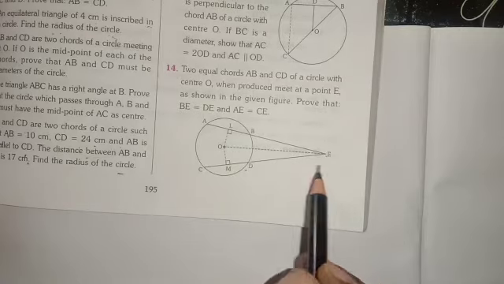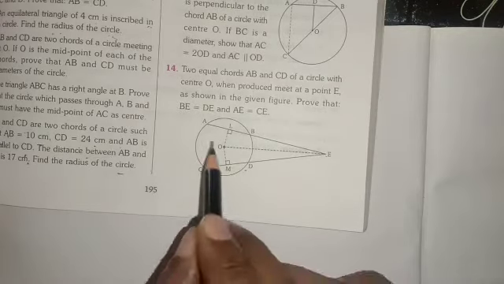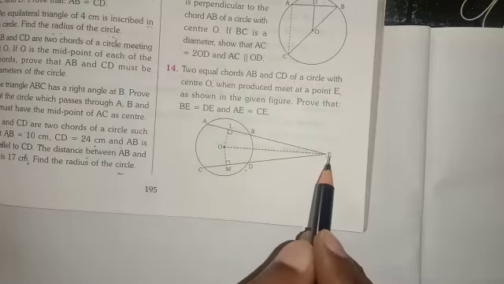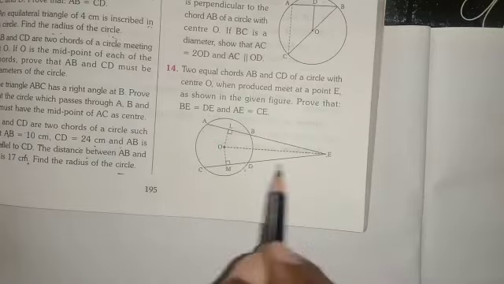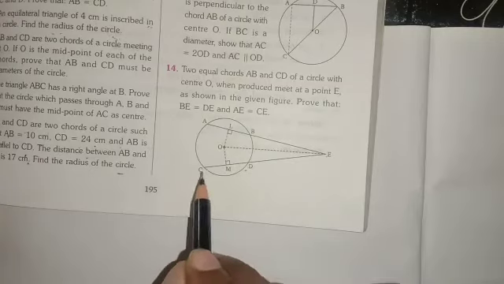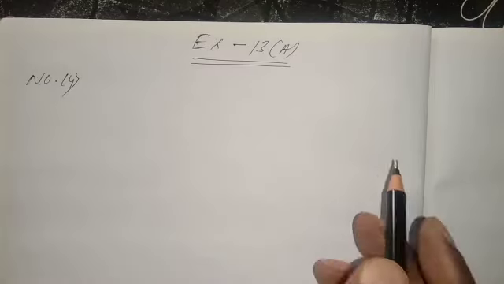So what is given here? Two equal chords. This is the figure, and AB is equal to CD, given. This is extended and they meet at the point E. You have to prove BE is equal to DE. Second part, AE is equal to CE. Just see, first to draw the figure.